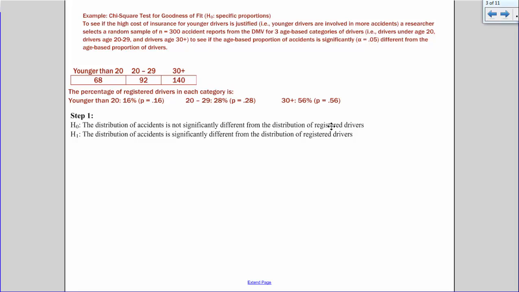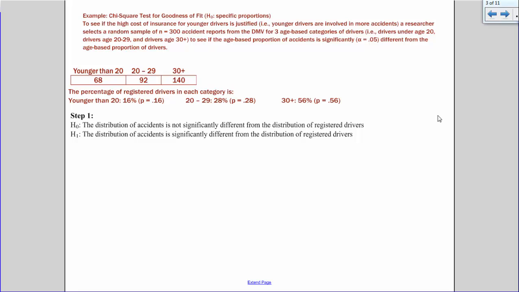Okay, so hopefully you paused it and tried that out. Now let's go ahead and go through the answers. So looking at step 1, instead of saying that the distribution of accidents is not significantly different across age groups for the null hypothesis, now we're being more specific. The distribution of accidents is not significantly different from the distribution of registered drivers. So we're not just looking across age groups anymore, we're comparing this age-based distribution of accident havers to the age-based distribution of actual drivers on the road. And then the alternative is the same as the null, it's just that instead of saying it's not significantly different, we're saying it is significantly different.